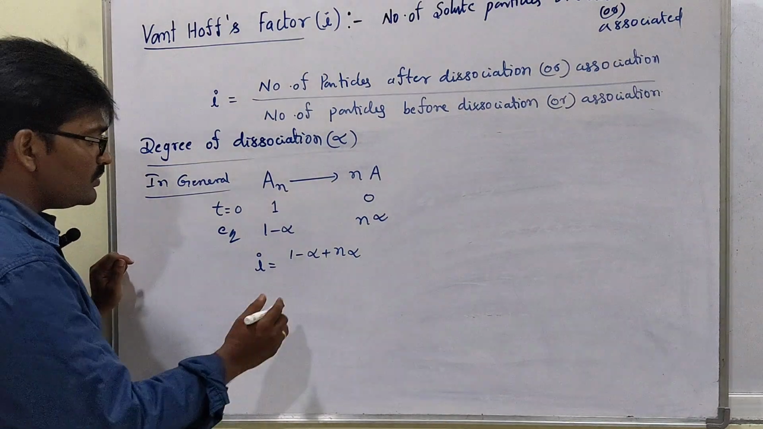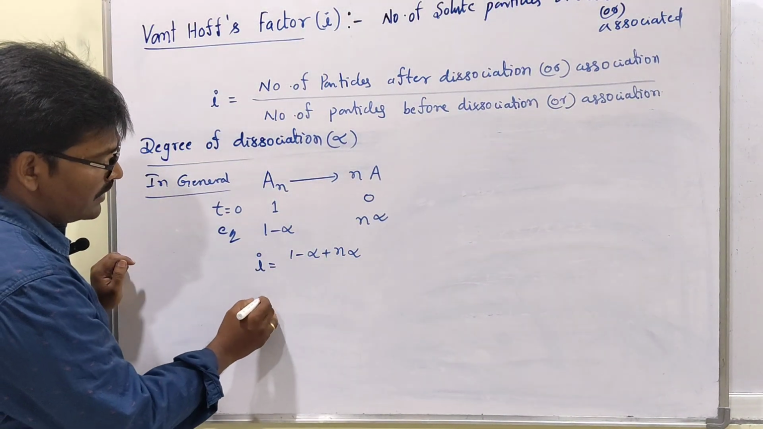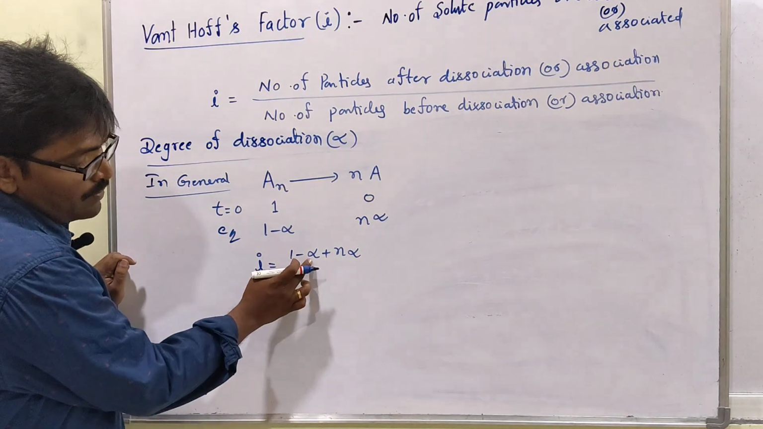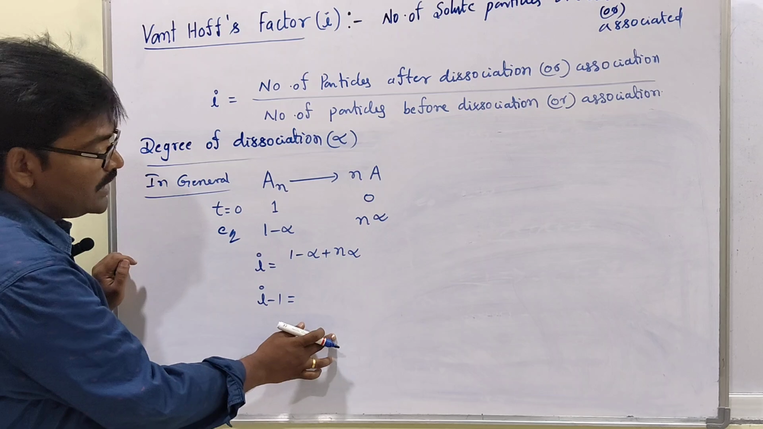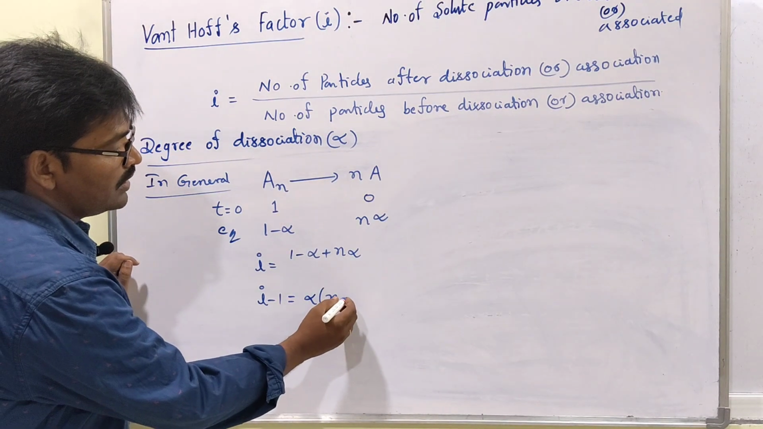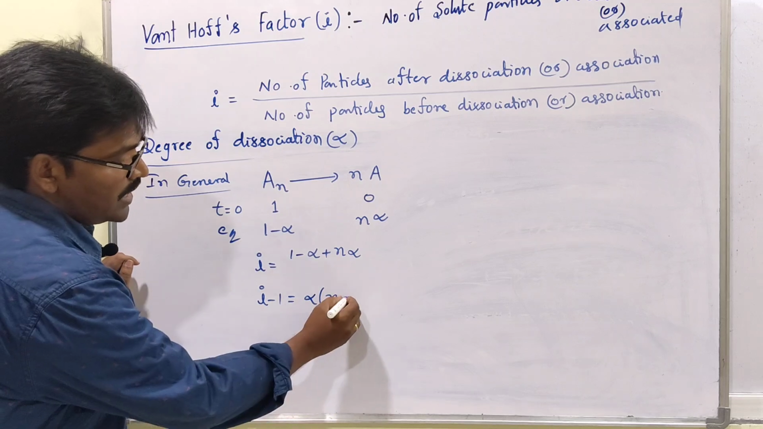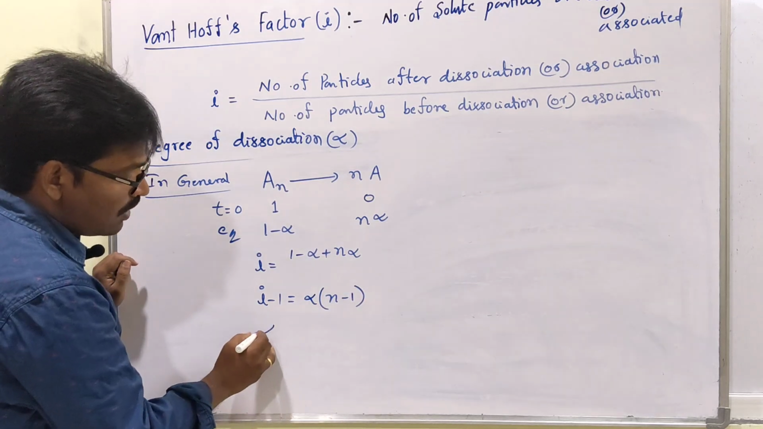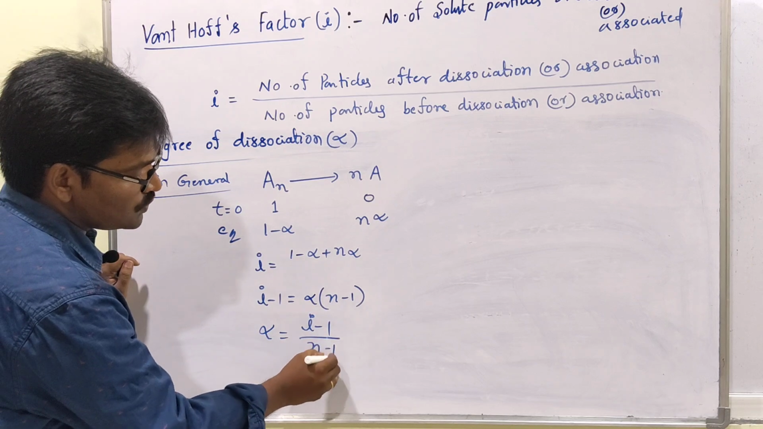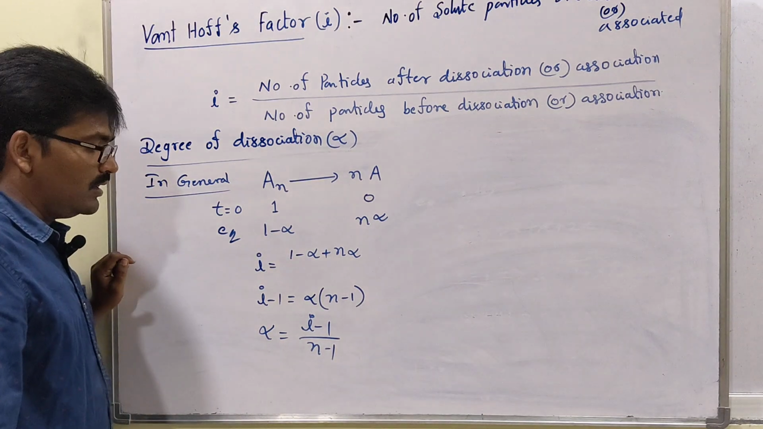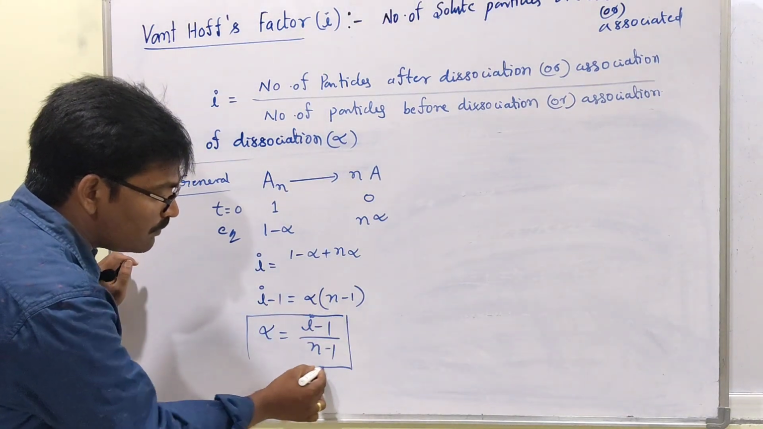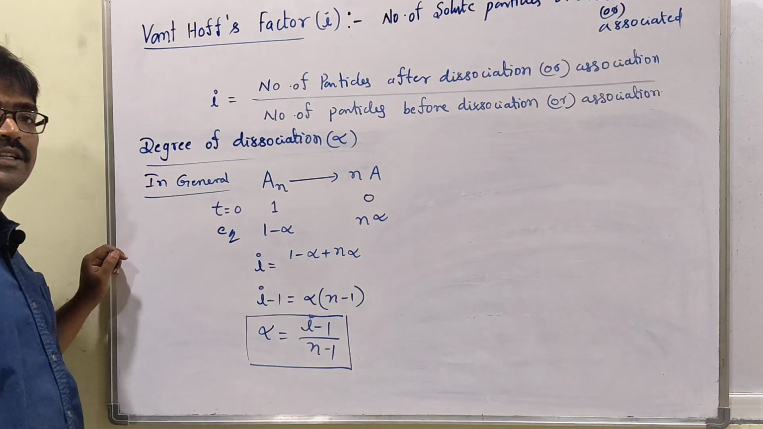Then i minus 1 equals minus alpha plus n alpha. So you have to take alpha into n minus 1. Then alpha equals i minus 1 divided by n minus 1. Clear? So this is the formula to calculate the degree of dissociation by using Van't Hoff factor.